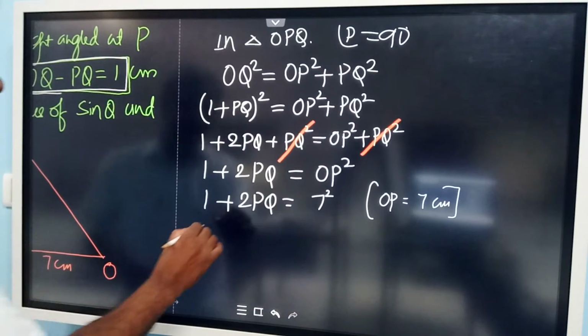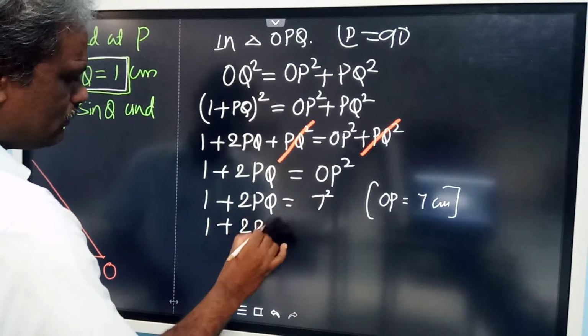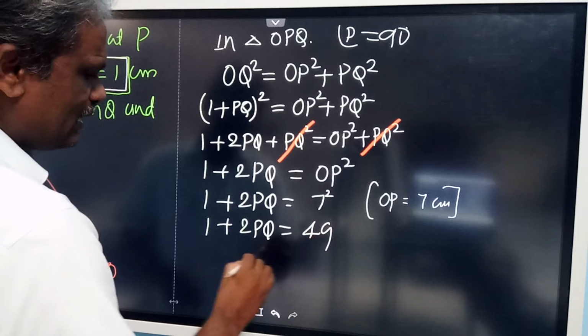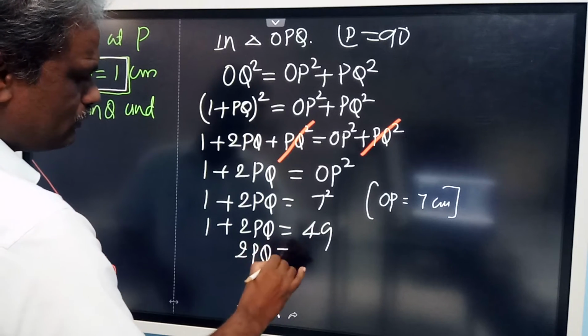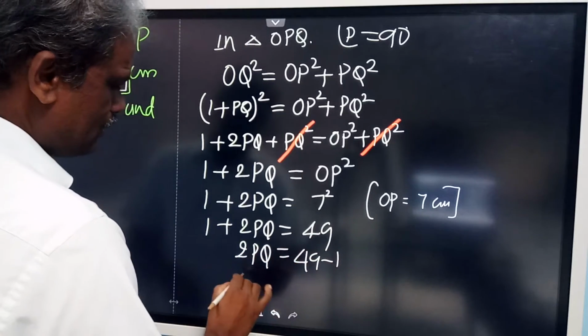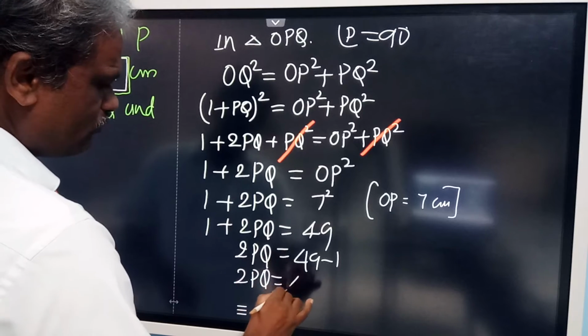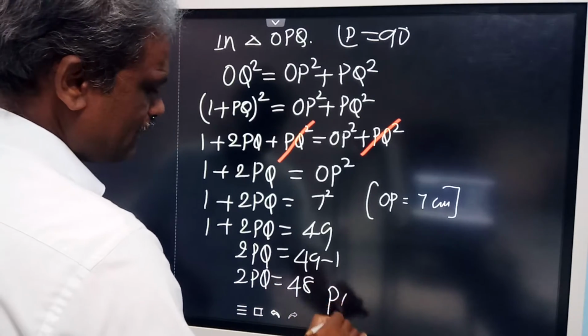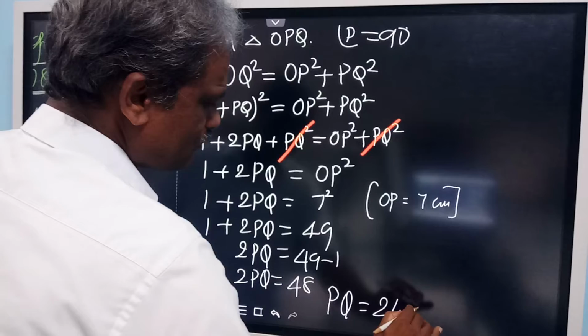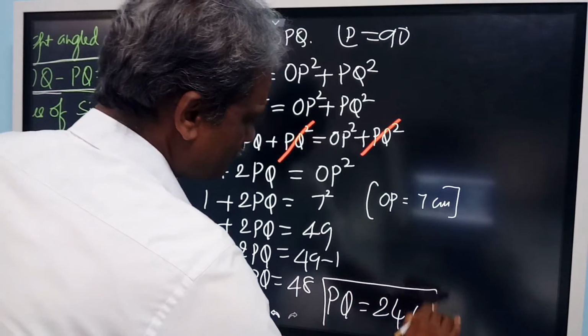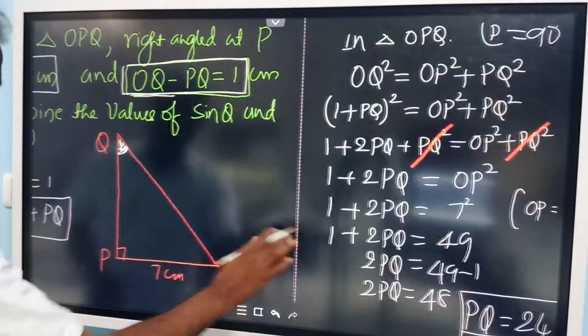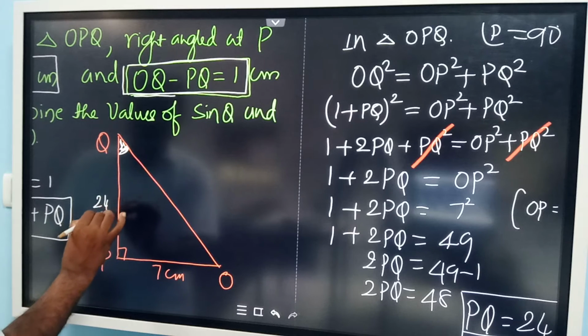So simplify this. 1 plus 2PQ is equal to 7 sevens are 49. 2PQ is equal to 49 minus 1. So 2PQ is equal to 48. So PQ will be equal to 24 centimeter. So you got the length PQ. This is 24 centimeter.